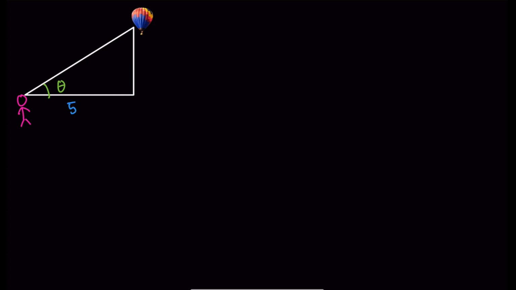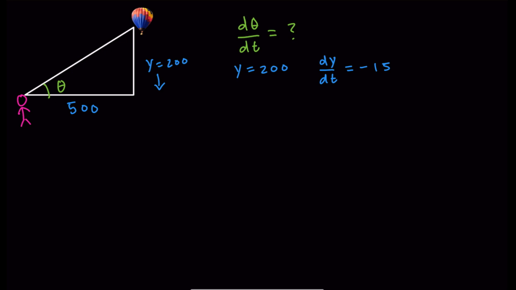We see it is a right triangle with a base of 500 feet. The height is modeled by y. Our job here is to find d theta/dt, and we are trying to find this when y is equal to 200 feet. Since the balloon is coming down at a rate of dy/dt, we can model this as dy/dt is equal to negative 15. The reason why it's negative is because we are going down, so be careful and make sure to remember our signs in related rates problems.